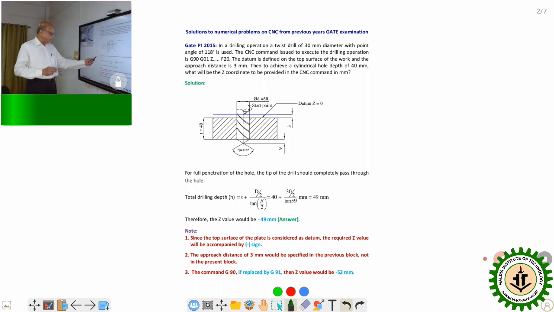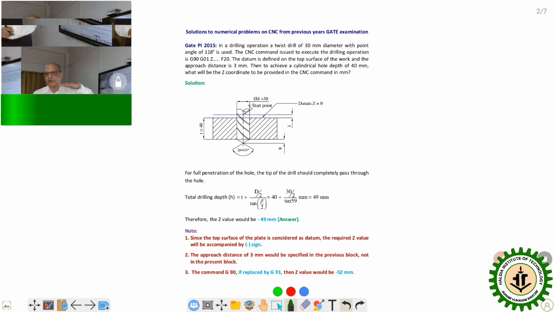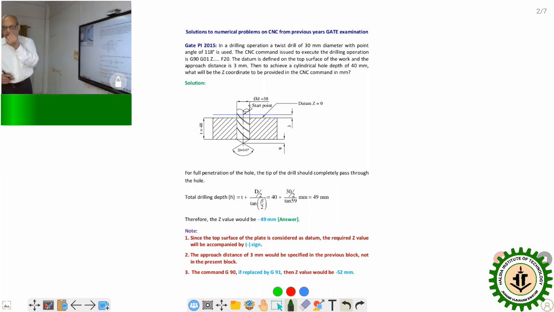So that is why I have mentioned, for full penetration of the hole, the tip of the drill should completely pass through the hole. Now, what will be the total drill depth? For the full penetration, if we leave aside this initial 3 millimeter, so after moving the 3 millimeter in space, the drill tip will just touch the top surface of the job.